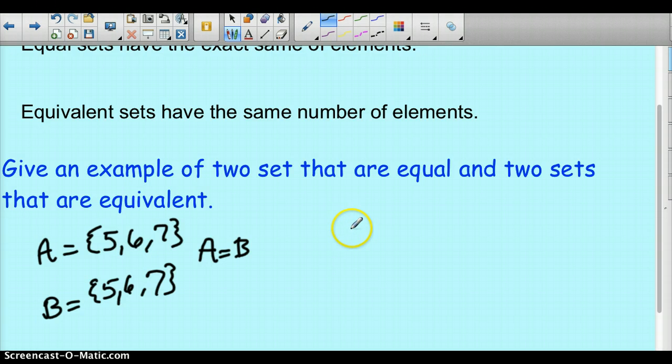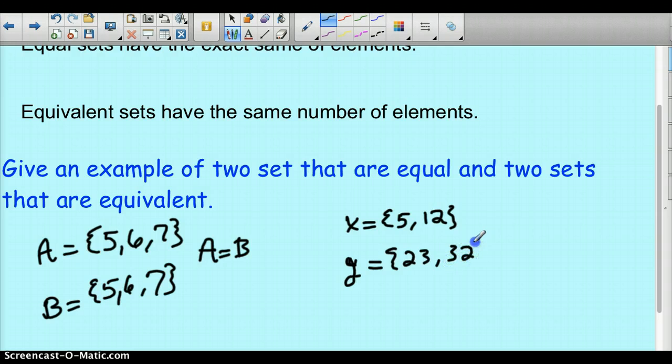Let's talk about equivalent. Let's say I have set X. Set X is going to be 5 and 12. And set Y is going to be 23 and 32. Now, these are not equal sets, but they are equivalent because they have the same number of elements. They both have 2. So, to say that they are equivalent, I will say the number of elements of X equals the number of elements of Y. This is how we indicate two things are equivalent in this case.